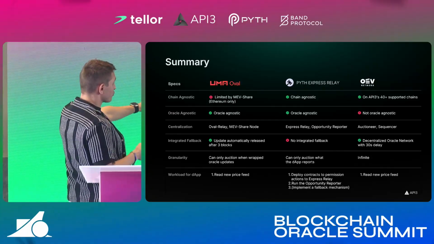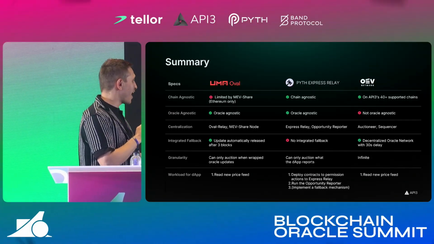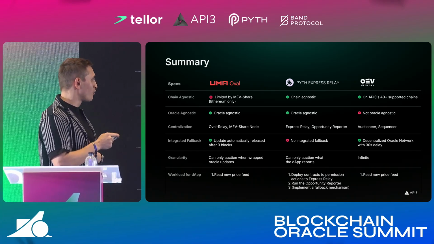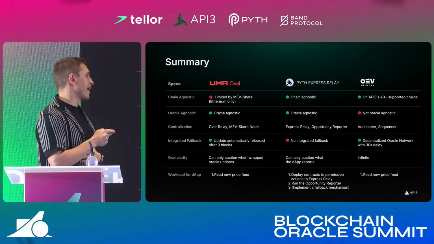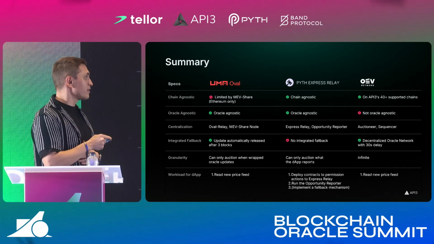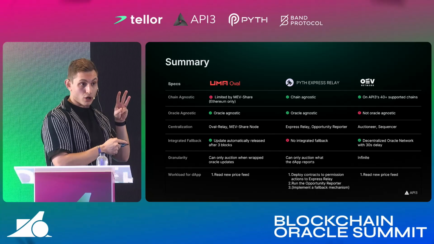The next 2 I'm going to do together because it is more impactful that way. So how much centralization are we talking? Oval relay can die, MEV share node can die, and what happens then is you have an integrated fallback. The worst thing that can happen is you're delayed by 3 blocks.